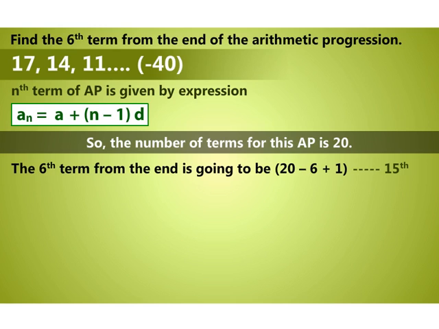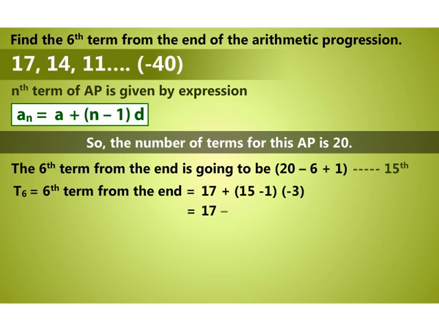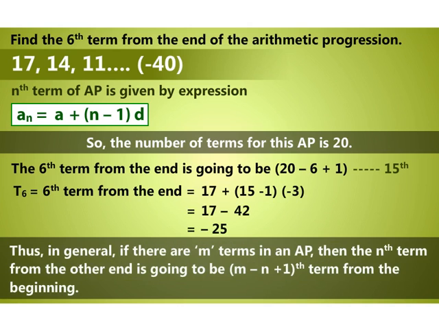Substituting the known values in the formula for the nth term, we get the sixth term from the end is equal to 17 + (15 minus 1) into minus 3, that is equal to 17 minus 42, which is equal to minus 25. Thus, in general, if there are m terms in an AP, then the nth term from the other end is going to be the (m minus n plus 1)th term from the beginning.